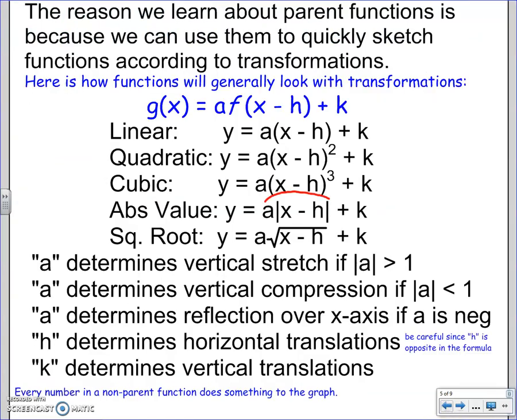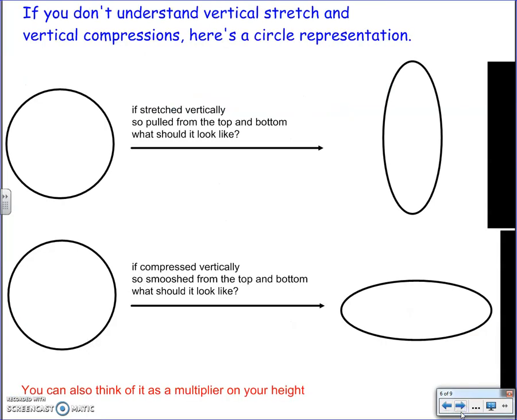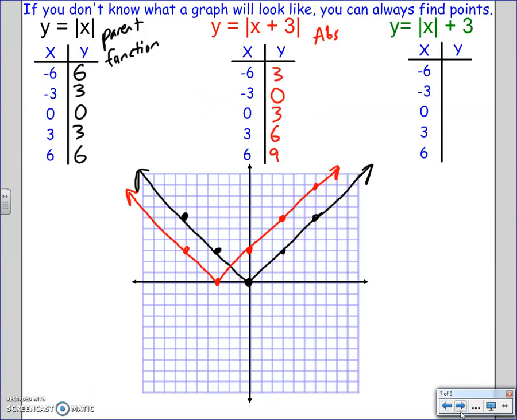We're doing absolute value, so right here, h is inside right here. It does the opposite. So all this is +3, we actually think -3, and -3 for x is actually left 3. So it's the absolute value, but it's left 3.